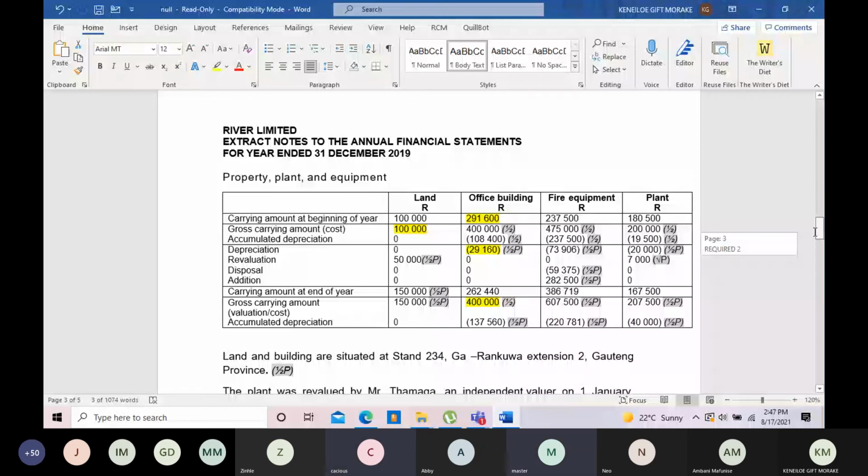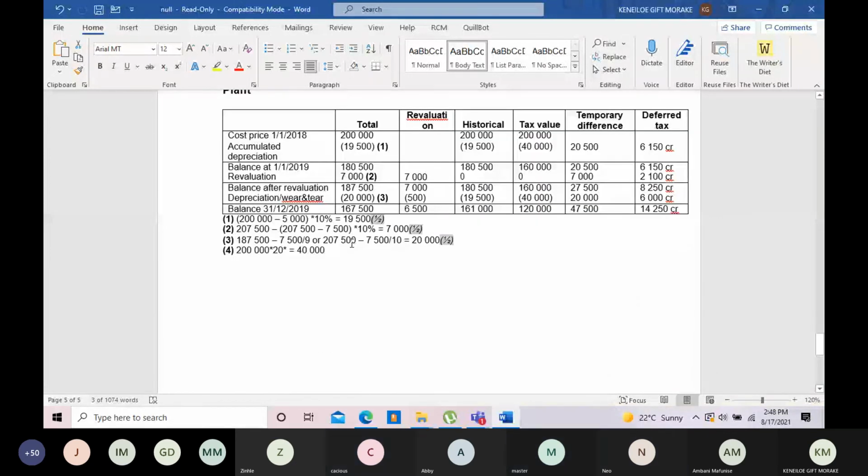Okay. This one. Go back there. 207,500 minus 3,500 multiplied by 10. You're going to get 20,000. That is how you got the 20,000. The 10 is from where? The 10%. Okay, thank you.